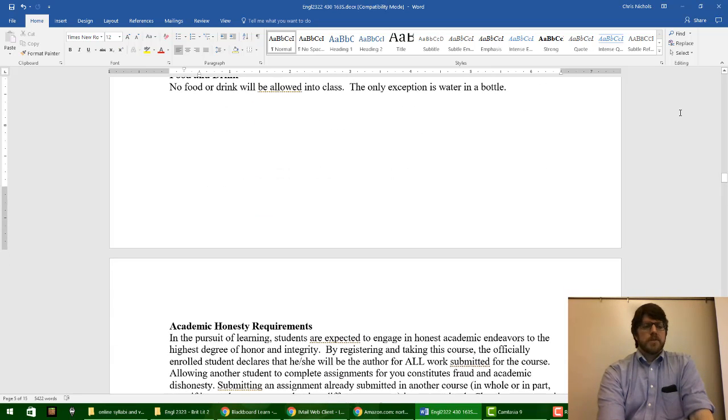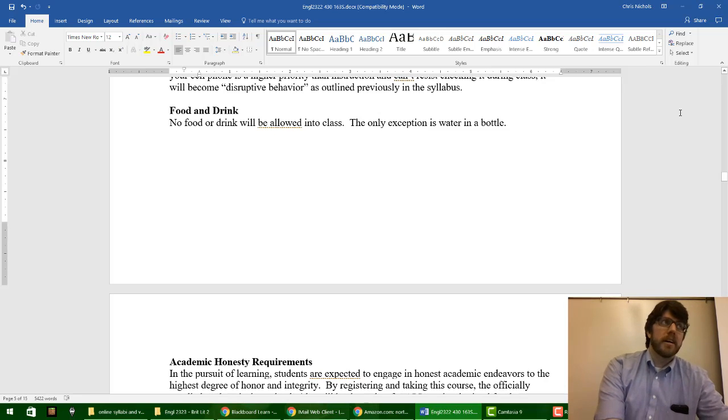No food and drink in class. Only exception is water in a bottle. Although I will have this every day. The caffeine helps keep me, since the baby's been born, alive. Yeah.